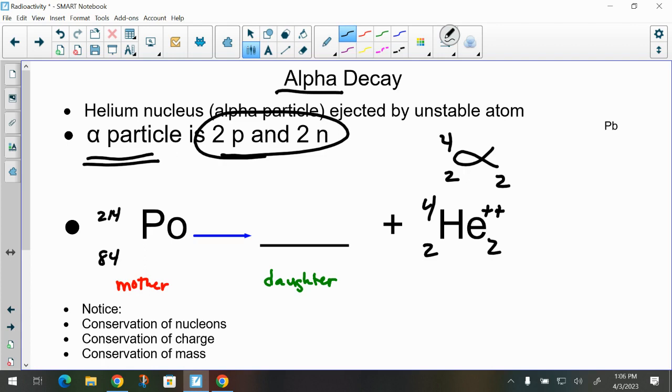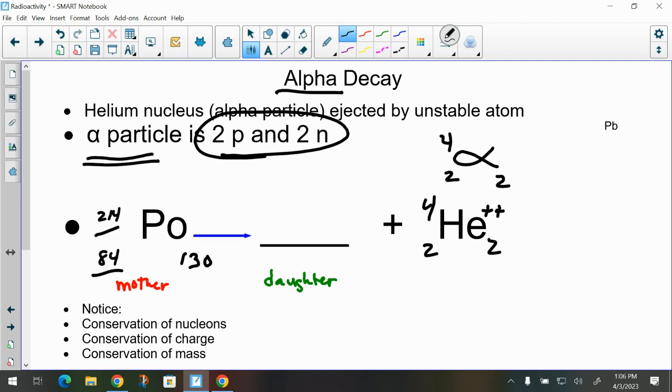It's a helium nucleus. Now, this is where the math comes along. This element over here on the left is polonium. It's got atomic number 84, and it's got a mass of 214. And I can probably do the math here and figure out this must be 130. I think I did that right. My brain is on hold. So it's got 84 protons, it's got 130 neutrons, and it's got a total mass of 214.